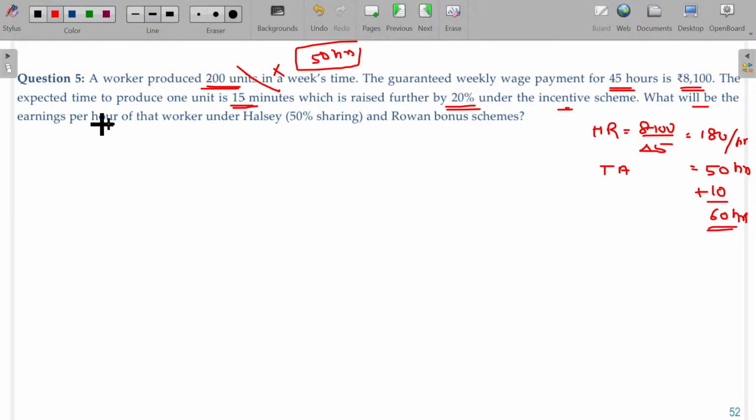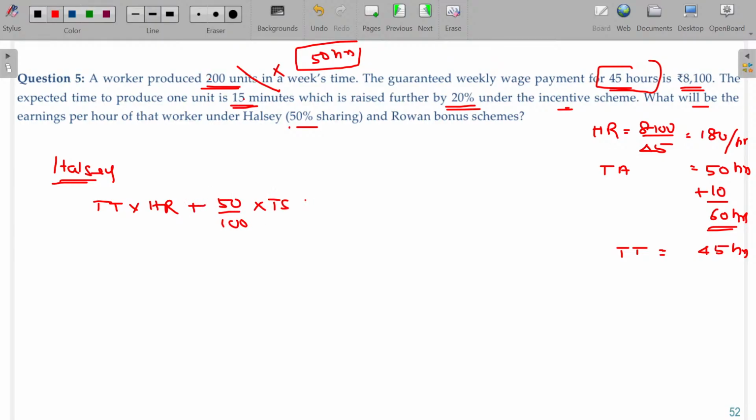What will be the earnings per hour of that worker under the Halsey and Rowan bonus plan? Time taken being 45 hours only, for the week. So we have to find out the wages under the Halsey plan. Under the Halsey plan, it is time taken into hourly rate plus 50% of time saved into hourly rate. As well as we have to calculate under the Rowan method.